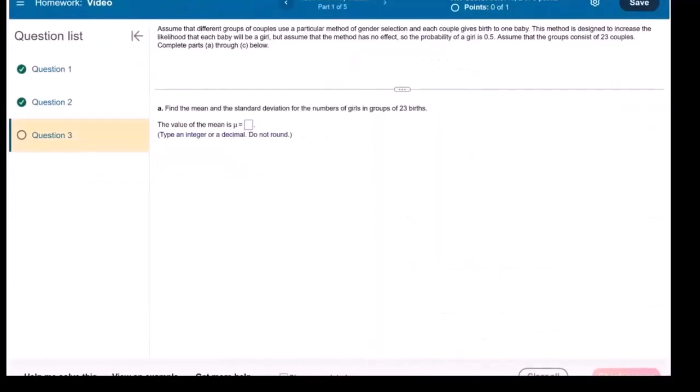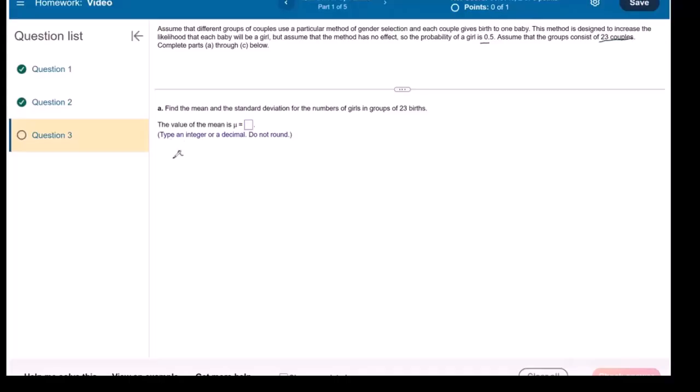Let's do this. Assume that different groups of couples use a particular method of gender selection, and each couple gives birth to one baby. This method is designed to increase the likelihood that each baby will be a girl. But assume that the method has no effect. The probability of a girl is still 0.5. Assume that the group consists of 23 couples. Find the mean and the standard deviation for the number of girls in groups of 23 births.